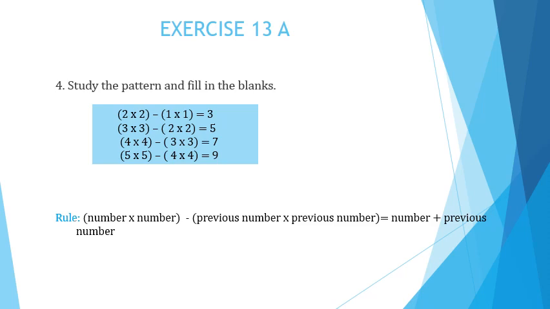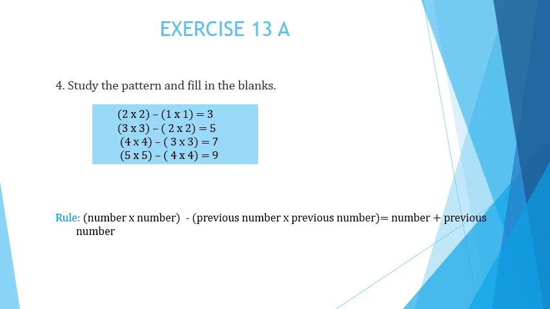So, number multiplied by number, 2 multiplied by 2 minus previous number. So, what is the previous number for 2? It is 1. The previous number for 2 is 1. Previous means the number that comes before 2. So, it is 1. So, 2 plus 1 is equal to 3, right?